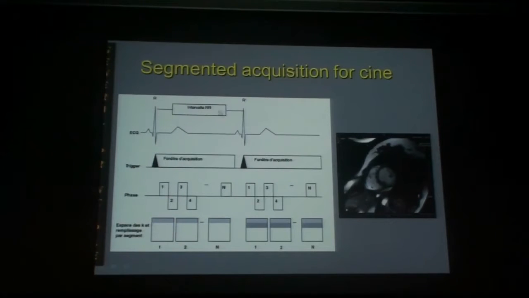And you understand here that it is critical for the quality of this acquisition to get a perfect ECG and, if possible, a very stable time between each RR signal so that you can have a clear delineation of which k-space can be reconstructed at the same time.